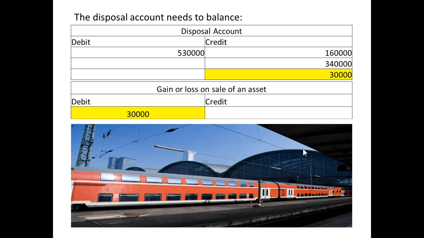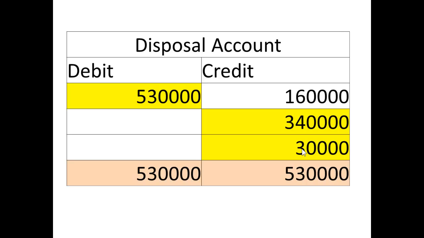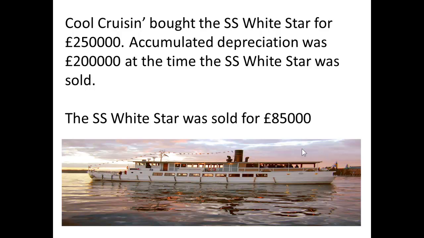If it's a debit, you might have worked out that that's rather like an expense side. Remember, expenses increase with debits, so what we've got in fact is a loss here. We're recording a loss of £30,000. So our disposal account now balanced. We debited with £530,000, and our three credits will add up to £530,000.